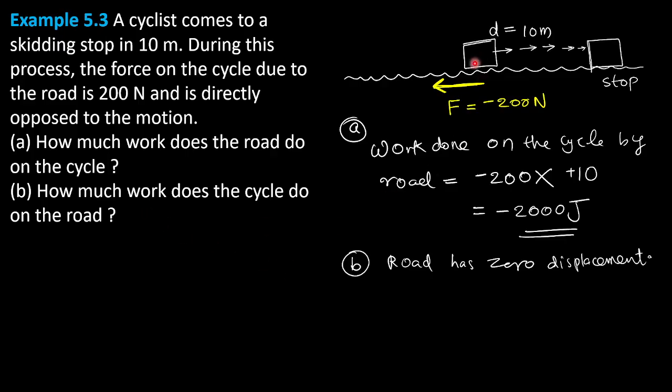Work is force into displacement. If displacement is zero, there is no work. So the cycle is maybe applying some force on the road, but the road is not moving, so the work done on the road will be zero. If the road were moving, some work would be done. Work done on the road will be 0 joules, because the road does not have any displacement. It's a tricky question. So all of you please write down. If you don't understand, please ask me.